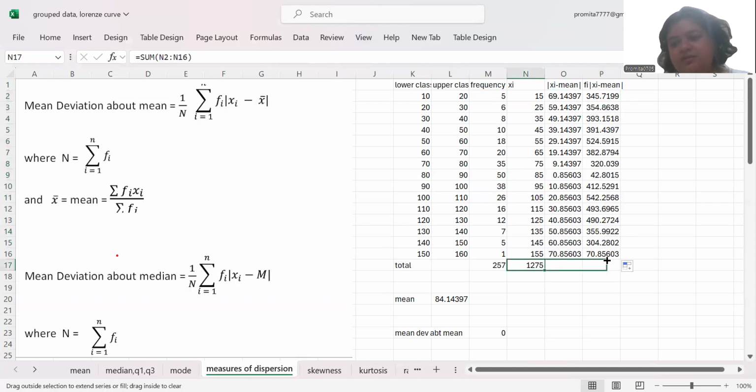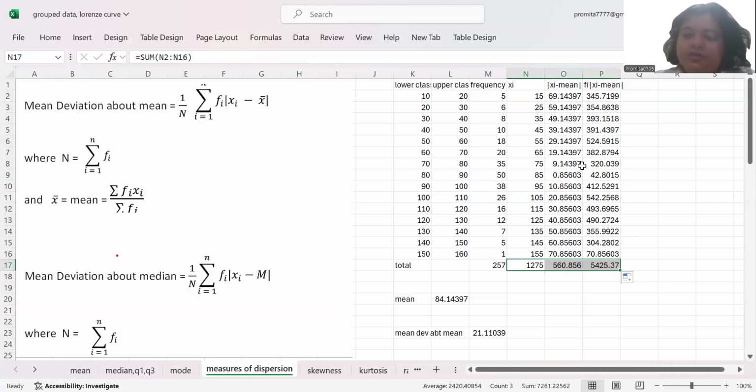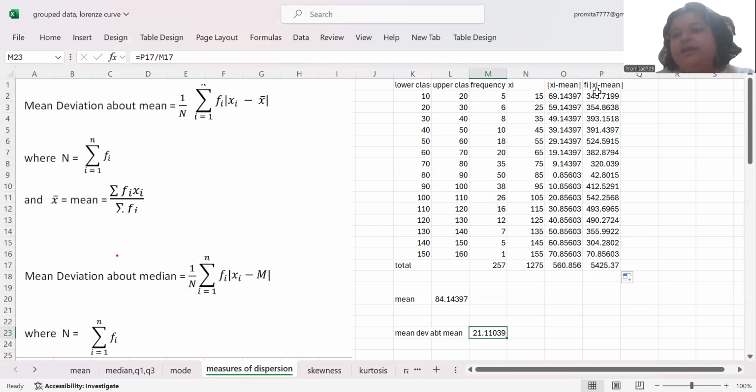And then we add the whole thing. So next we calculate the mean deviation about mean. So it is basically summation fi into absolute xi minus x bar divided by summation fi. So this is 5425.37 divided by the total frequency, which is 257. So my mean deviation about mean is 21.11.